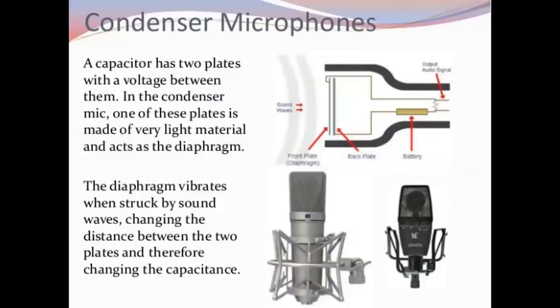Next is the condenser microphone, also known as a capacitor microphone. Condenser mics are mainly used in studios because of their detail and accuracy. Condenser mics are constructed with a lightweight diaphragm which is suspended by a fixed plate. Sound waves cause pressure against the diaphragm which causes it to move. One of these plates is made of very light material and acts as the diaphragm, so we can change the distance between the two plates and therefore change the capacitance.